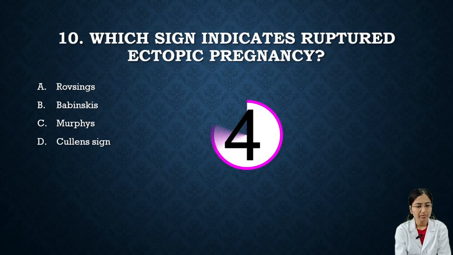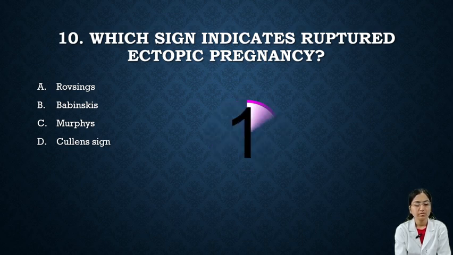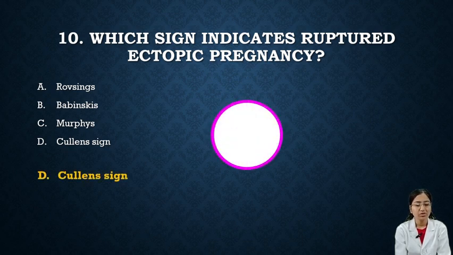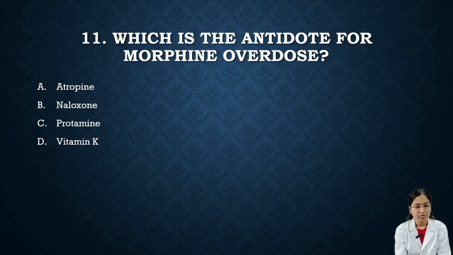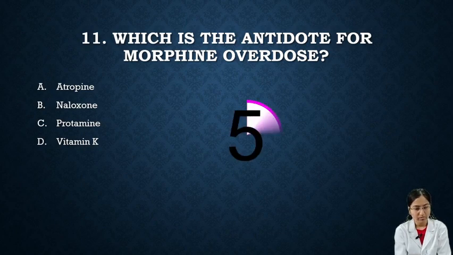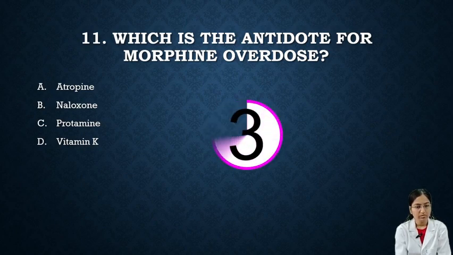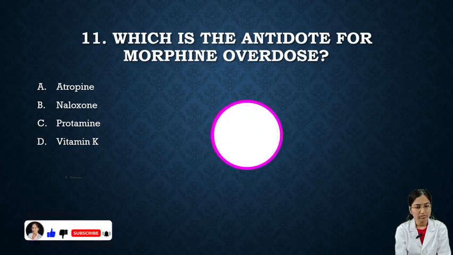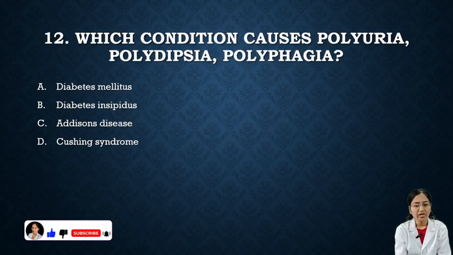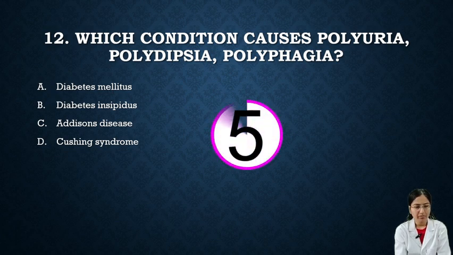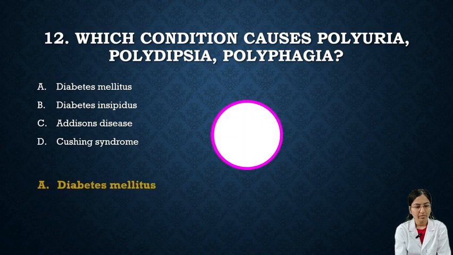Options are here. That is Cullen sign. Which is the antidote for morphine overdose? Right option is naloxone. Which condition causes polyuria, polydipsia and polyphagia? Right option is diabetes mellitus.